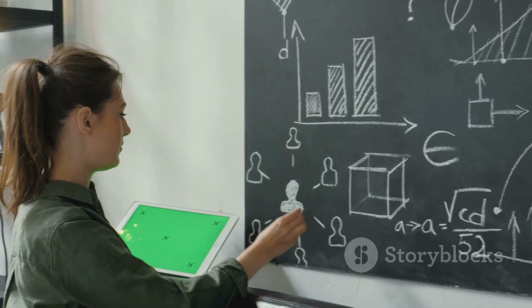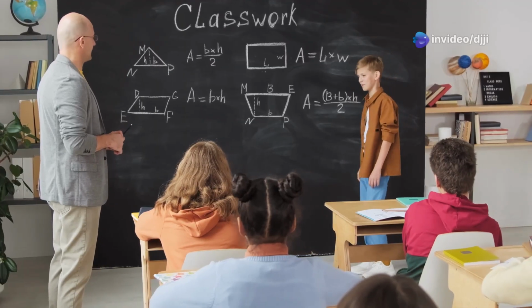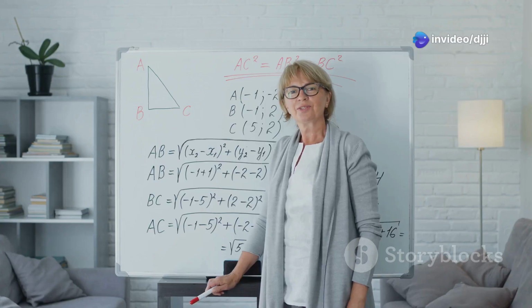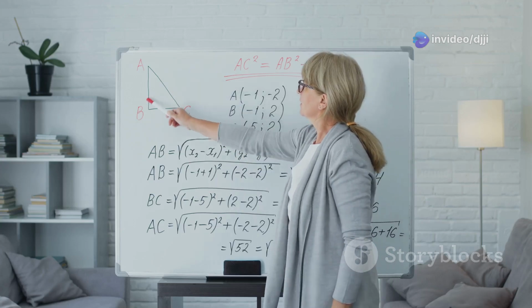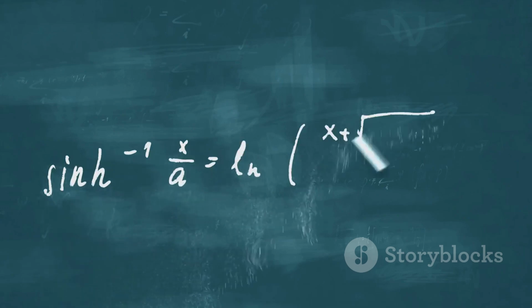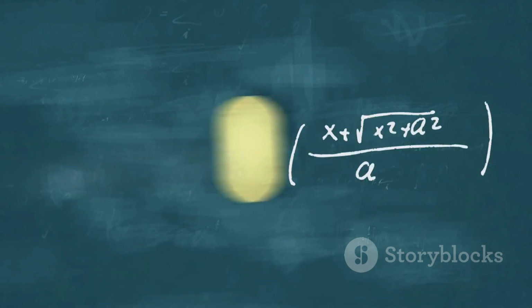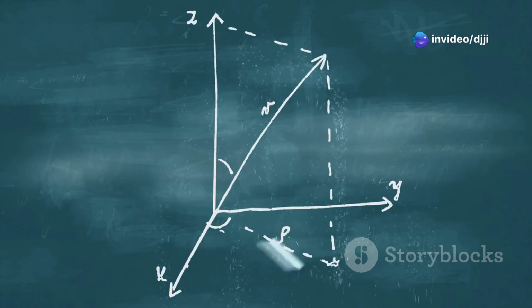Now let's talk about the key characteristics of rational functions. There are a few things you need to know. First, the domain. The domain of a rational function is all real numbers except where the denominator q(x) equals 0. Next, asymptotes. Rational functions can have vertical asymptotes, where the function shoots up to infinity, and horizontal asymptotes, which show the behavior of the function as x approaches infinity.